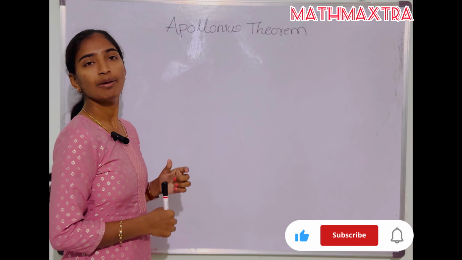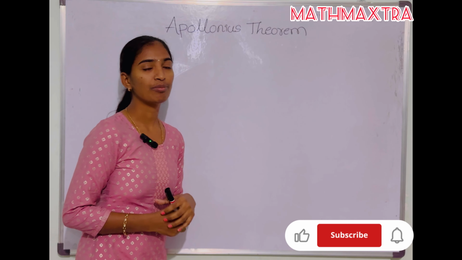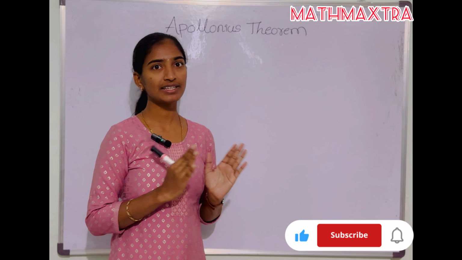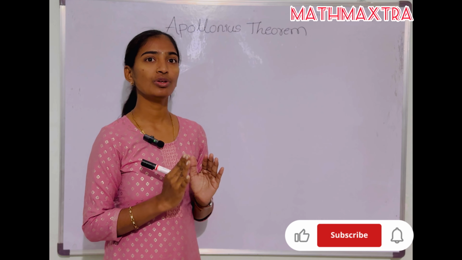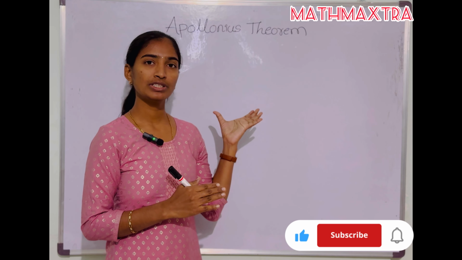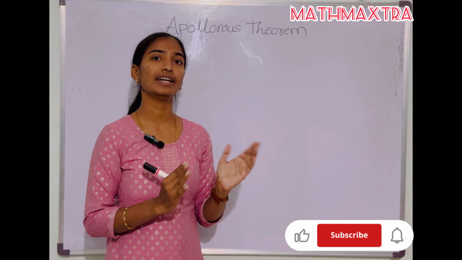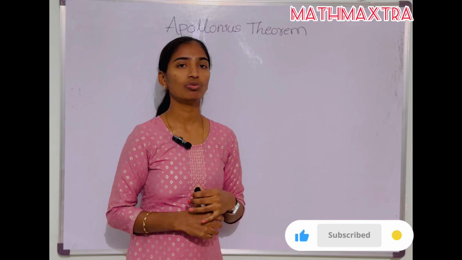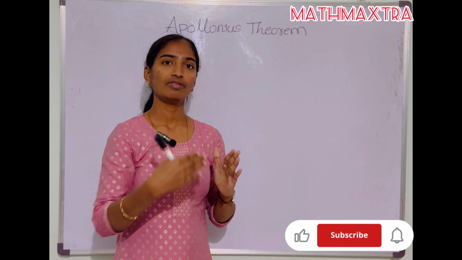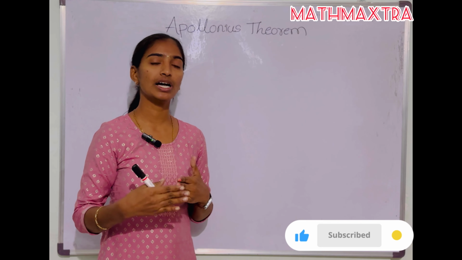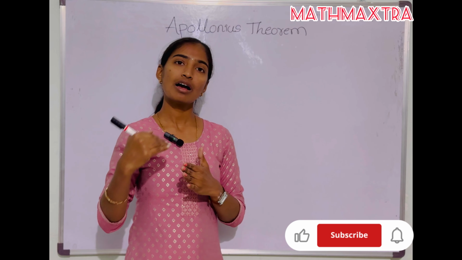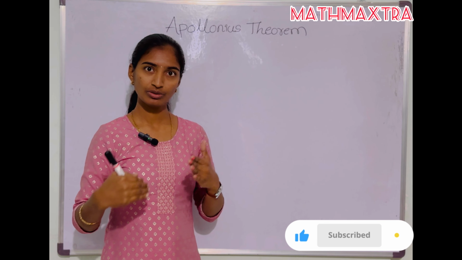Today our topic is Apollonius theorem. So what is Apollonius theorem? Whenever you want to relate the medians and sides, you need to have an idea about Apollonius theorem. It states a relation between the sides and median of the triangle: the sum of the squares of any two sides is always equal to twice the sum of the squares of the median and half of the side opposite to the median.